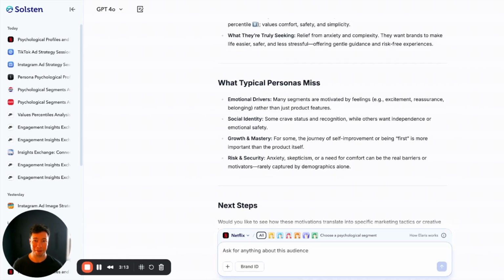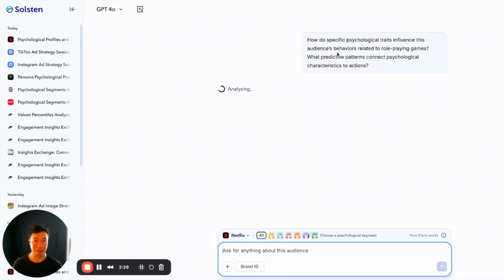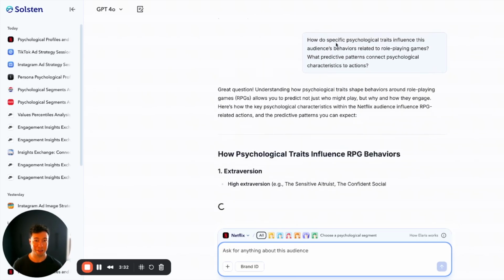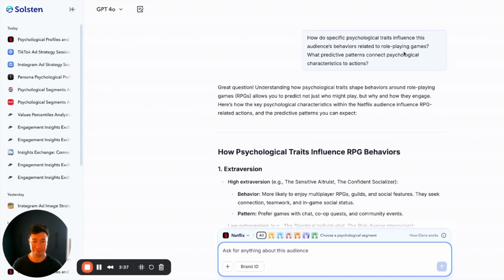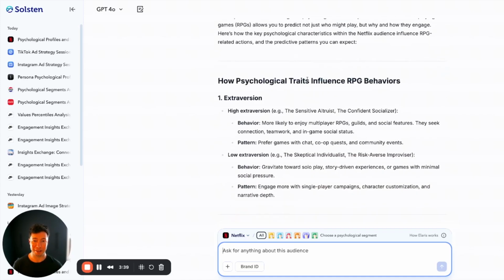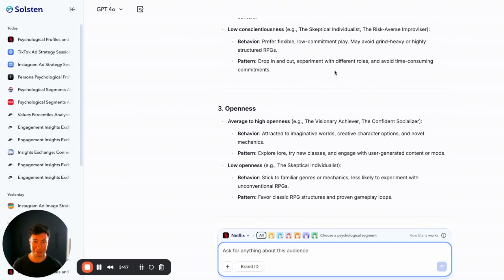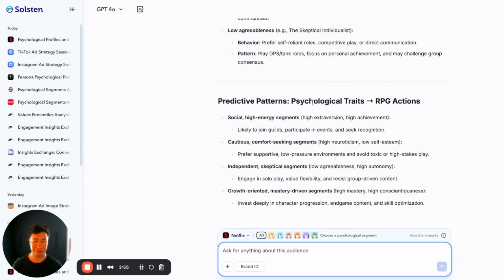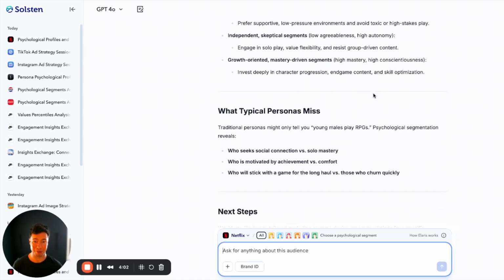The next step is to map their traits to behaviors. We'll use this prompt to do that. You can see this is where we introduce the concept of relating behaviors specifically to role-play games. So Alaris will then show you how psychological traits influence role-play game behaviors, specific to this Netflix audience we're looking at. It tells you predictive patterns, the psychological traits that will influence RPG actions. It also tells you what typical personas miss.